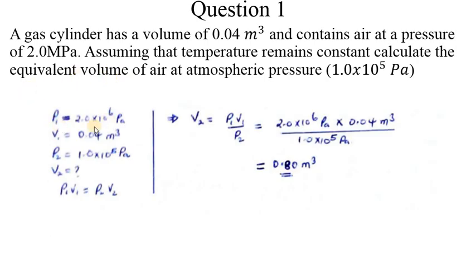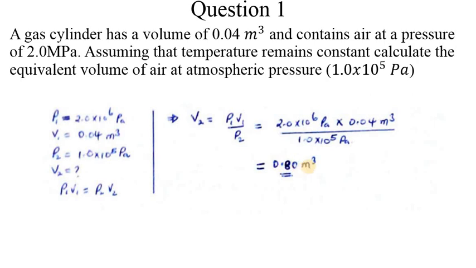We have pressure 1 given, volume 1 given, pressure 2 given, volume 2 needed. Now that we are talking about constant temperature, this formula applies: P1 V1 is equal to P2 V2 is equal to P3 V3 is equal to Pn Vn. So when we make V2 the subject, we end up with P1 V1 over P2. Substitute values. P1 we know, V1 we know, P2 we know. Do the normal procedure for calculation. You will end up with 0.80 cubic meters as V2.